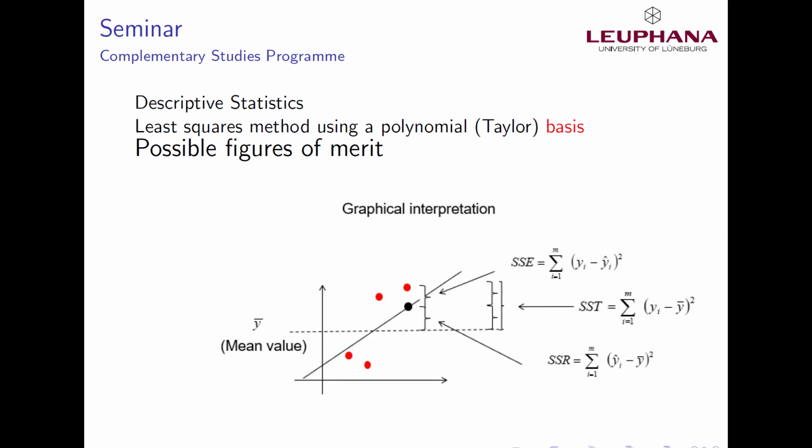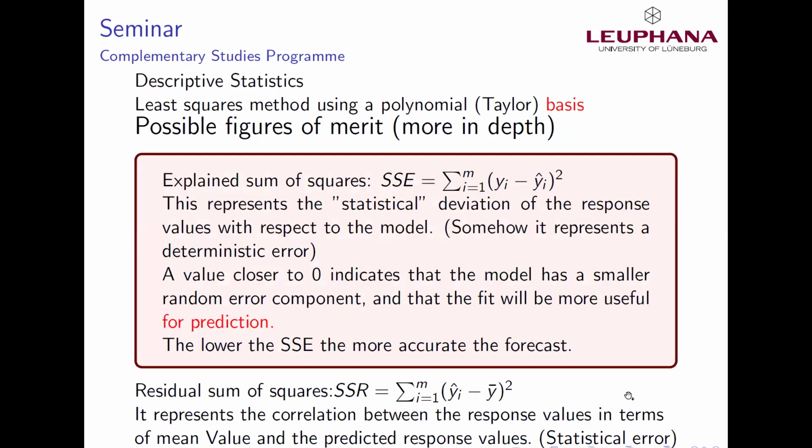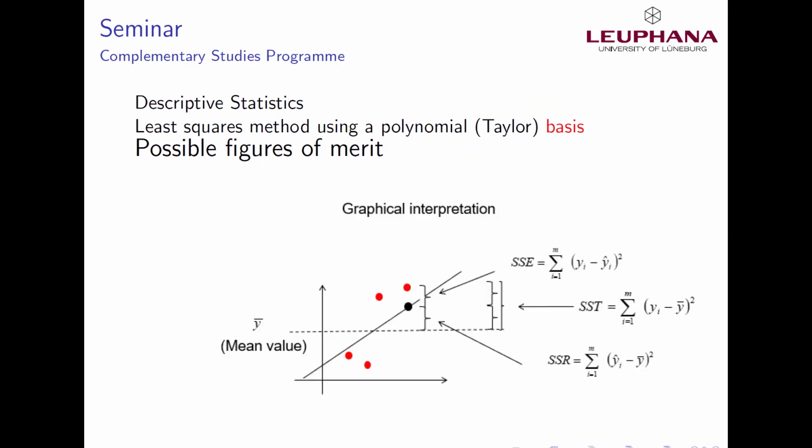SSR, here in the lower part, is a statistical indicator, because y overline, do you remember, is the mean value of the measurements. This means SSE is related to the deterministic indicator, and SSR is more related to a statistical one.